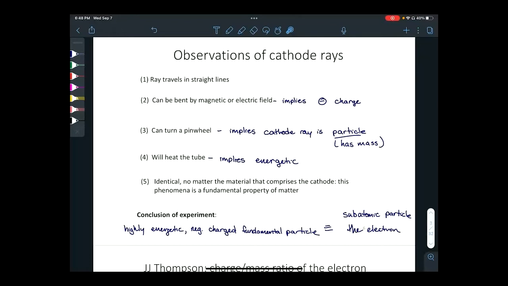It wasn't made out of another atom because it was present in all substances. So regardless of what substance, what element the cathode was made out of, you would see the same exact observations. Does that make sense? So the small, tiny particle is just present in all substances.